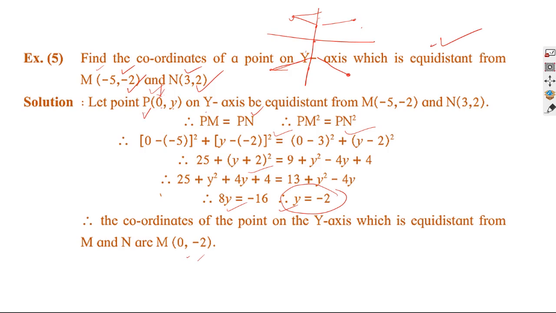X-axis is 0, we know. So the point is at minus 2. If the points are minus 5 and minus 2, as well as the point 3 and 2, they will be equidistant from that point on y, then that y point is minus 2. I am not going to mark it, because it's an arithmetic calculation, no need of diagrams. That's it.